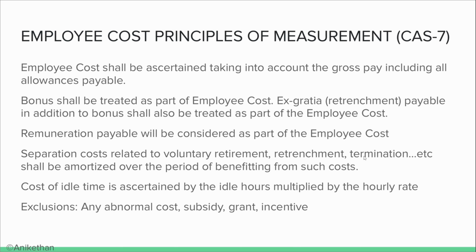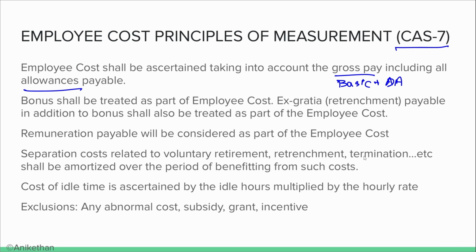Let us understand the principles of employee cost measurement. That means when there is an employee cost, what should be included and what should be excluded, all these are understood through Cost Accounting Standard 7, CAS 7. So what all should be included? Gross pay. That means your basic plus DA is included, and other allowances, like travel allowances and conveyance allowances, will also be included. So this is with respect to the gross pay.